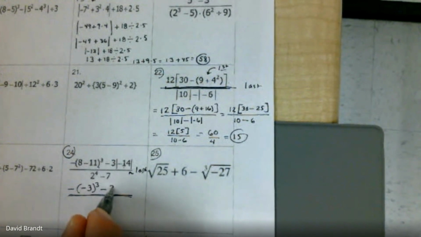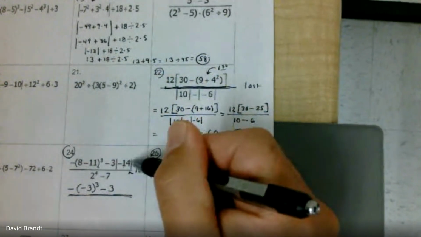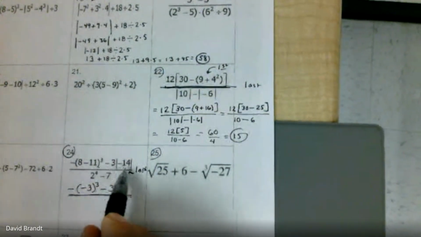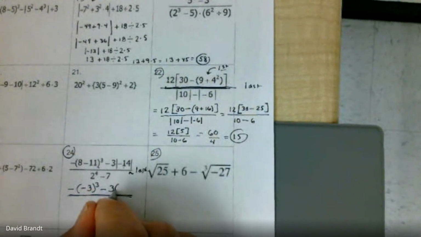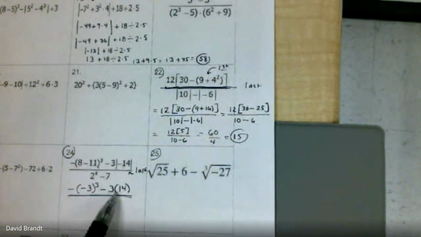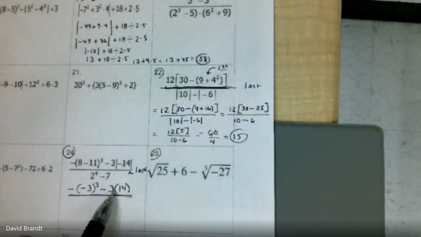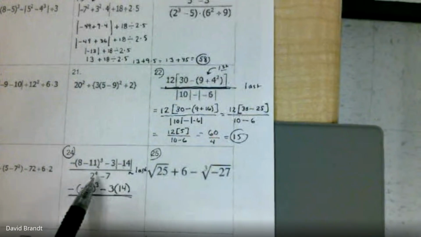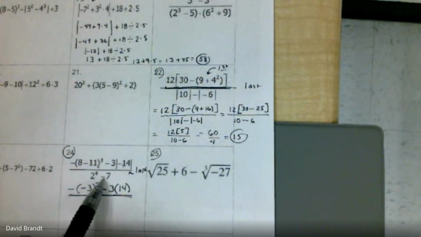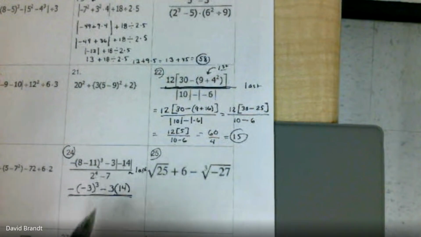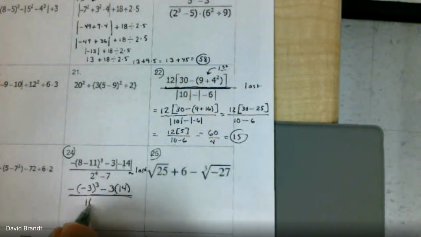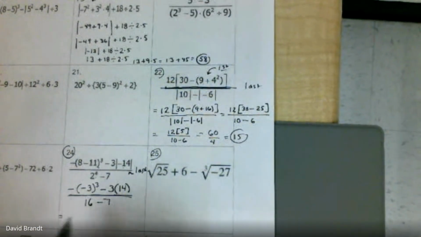Minus 3. We can go ahead and take the absolute value of negative 14. What is the absolute value of negative 14? The absolute value of negative 14 is just 14. Now, I'm going to use parentheses here because parentheses can also mean multiplication when it's next to a number like that. Now, the denominator, I've got an exponent and I've got subtraction. Which comes first? The exponent comes first. 2 to the power of 4 is 16. 16 minus 7.